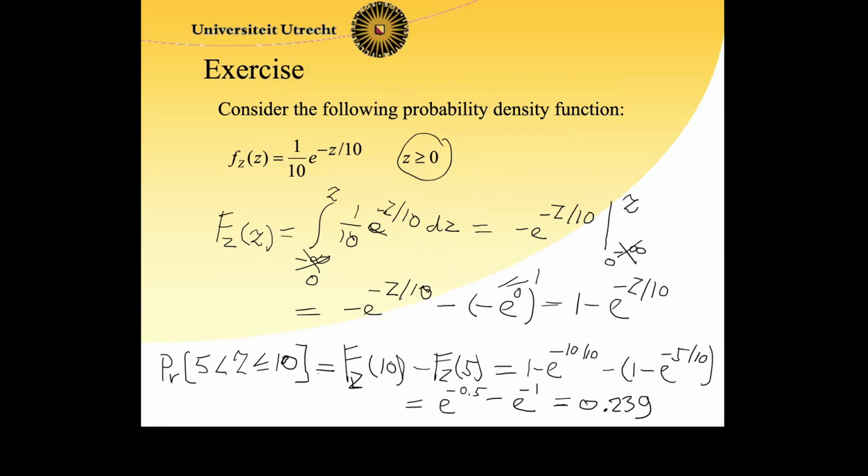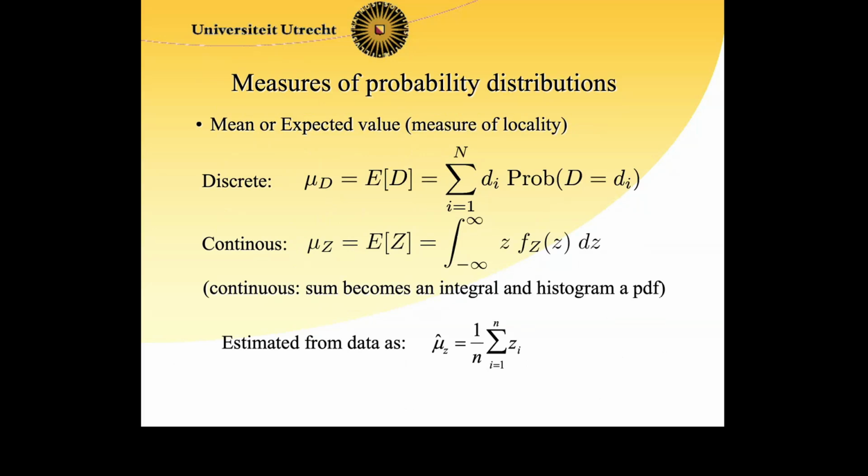So we were here. Let's move on to measures of probability distributions. We saw that we could get the mean or expected value of the outcome of throwing two dice, a discrete variable, by taking its probability weighted sum. We do a similar thing with a continuous variable, only instead of a sum, we have an integral, and instead of the probability, a histogram, we have the probability density function.